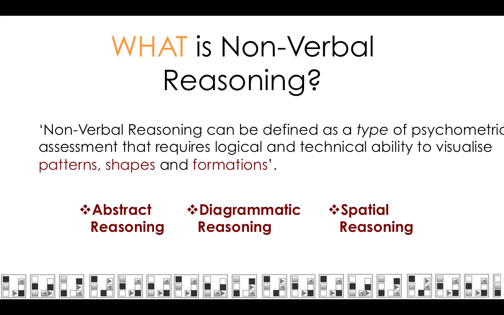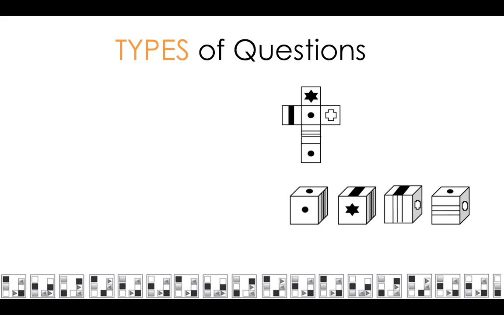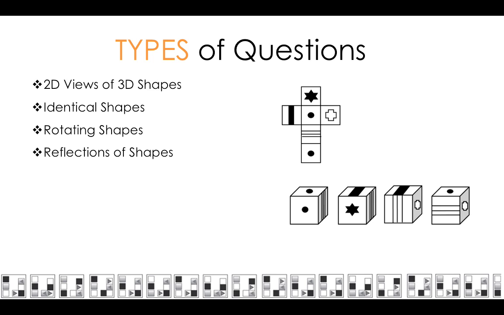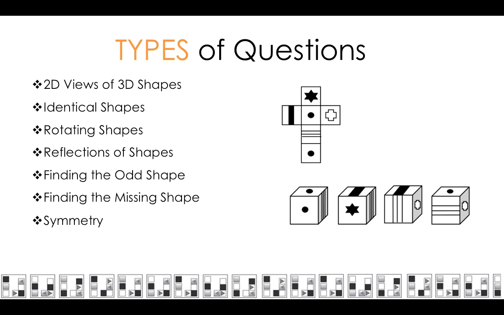Now, the types of questions that you will need to answer may include all or some of the following as shown here. So here we have questions on 2D views of 3D shapes, identical shapes, rotating shapes, reflections of shapes, finding the odd shape, finding the missing shape, and symmetrical shapes. Now, this list is clearly not extensive and therefore other questions may crop up. However, this should not matter. If you've practiced different styles of non-verbal reasoning questions, there is no reason that you can't successfully pass any non-verbal reasoning test.